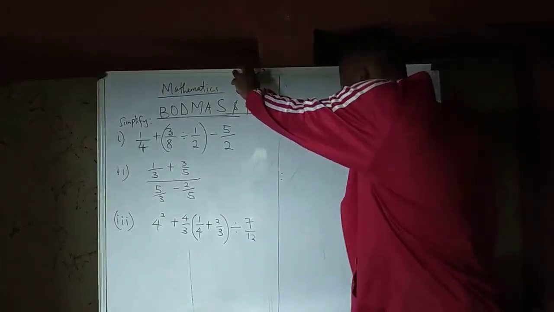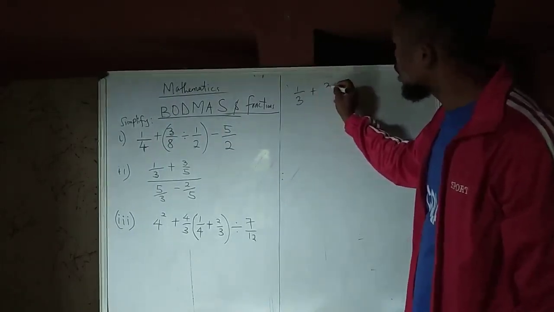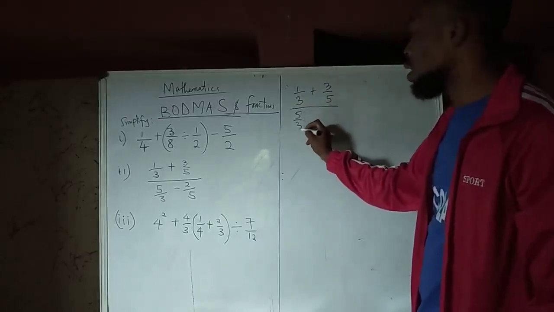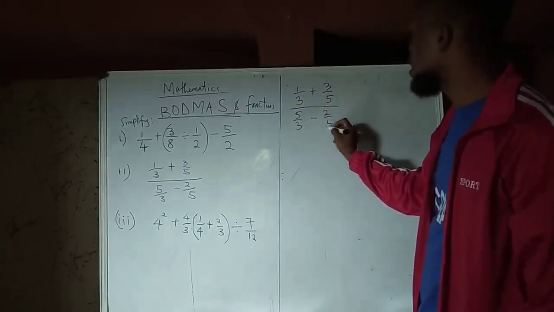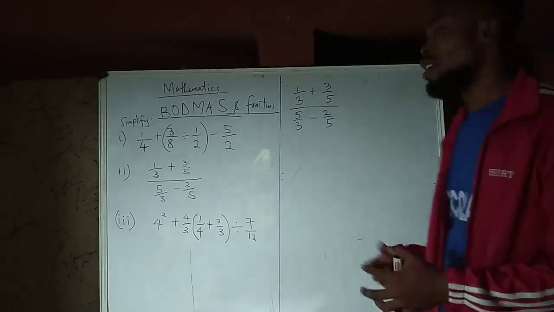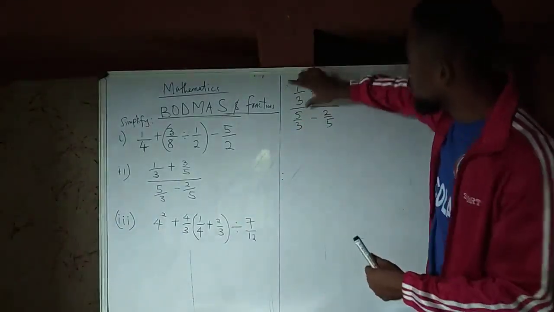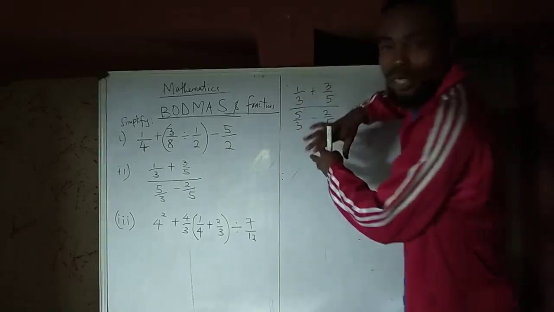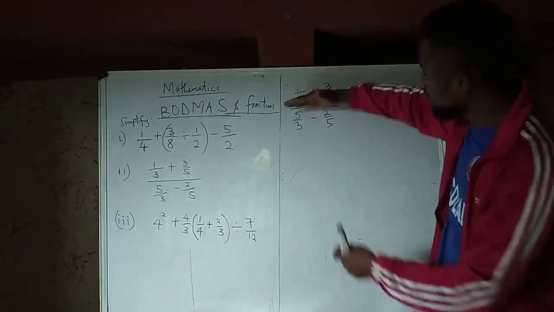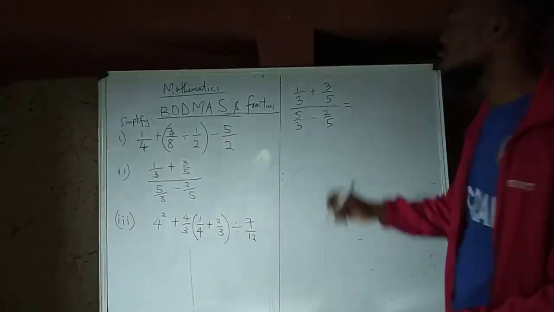Okay, so for the next one, where we have 1 over 3 plus 3 over 5 all over 5 over 3 minus 2 over 5. This problem kind of looks complex, but it isn't. It's as simple as the other. So all we just need, remember, this is fractions, in a fraction. Okay, so this is a fraction, this is a fraction, this is a fraction, this is a fraction. All of them are expressed as fractions. So how do we now resolve it?